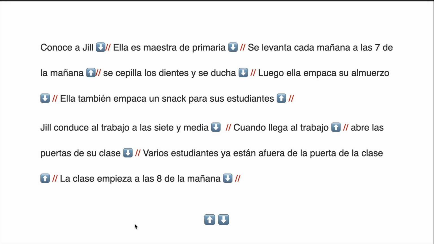Conoce a Jill. Ella es maestra de primaria. Se levanta cada mañana a las 7 de la mañana, se cepilla los dientes y se ducha. Luego, ella empaca su almuerzo. Ella también empaca un snack para sus estudiantes. Jill conduce al trabajo a las 7:30. Cuando llega al trabajo, abre las puertas de su clase. Varios estudiantes ya están afuera de la puerta de la clase. La clase empieza a las 8 de la mañana.